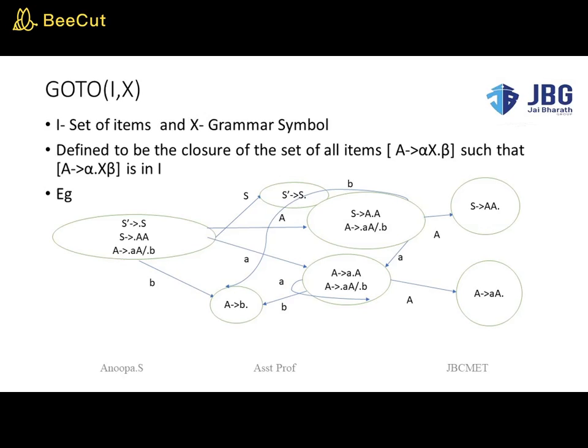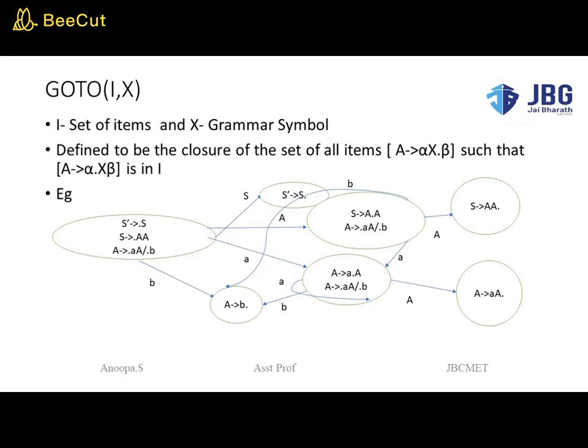So how can we define Goto? Goto(I, X) is defined to be the closure of the set of all items A giving alpha X dot beta such that A giving alpha dot X beta is in I. Okay, so we will see this example, and looking at that you will get a better idea of closure as well as Goto.